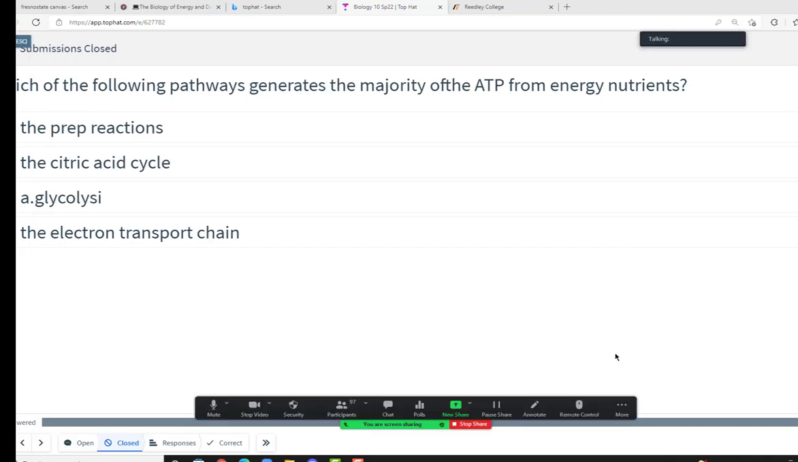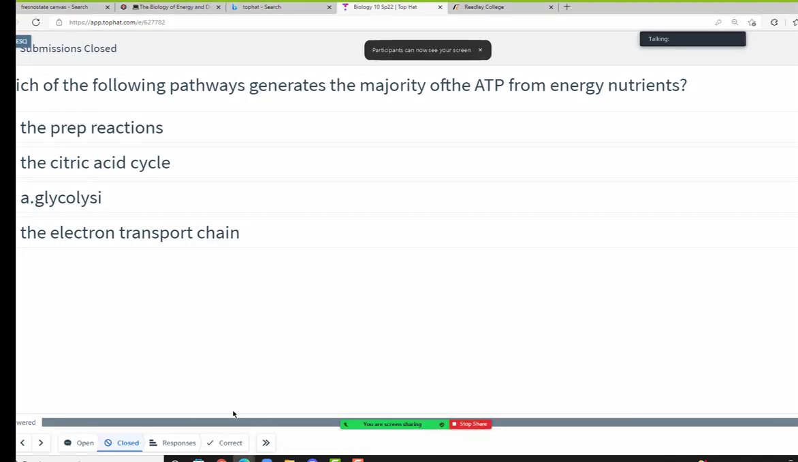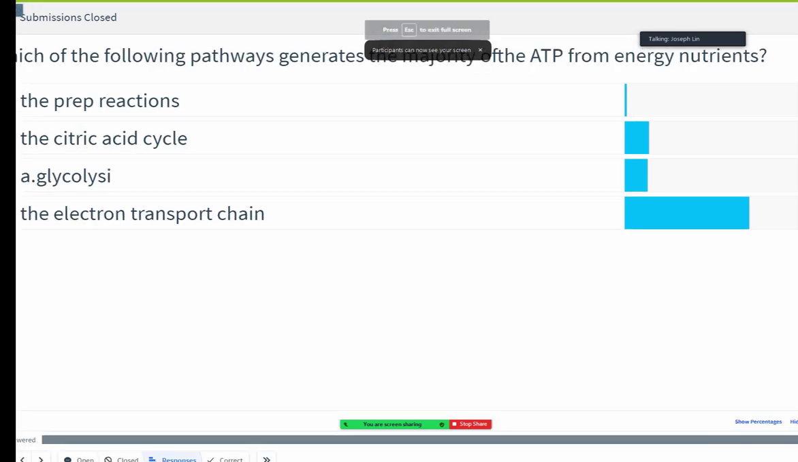So let's see. What is the answer? The correct answer is, let's take a look. All right. Electron transport chain. Really good. Awesome. So we just went over that. Nice. Okay. Let's do one more.